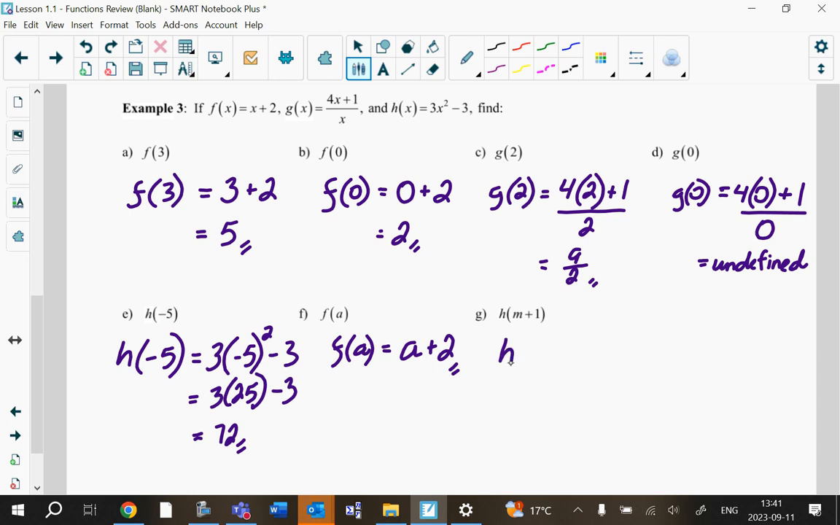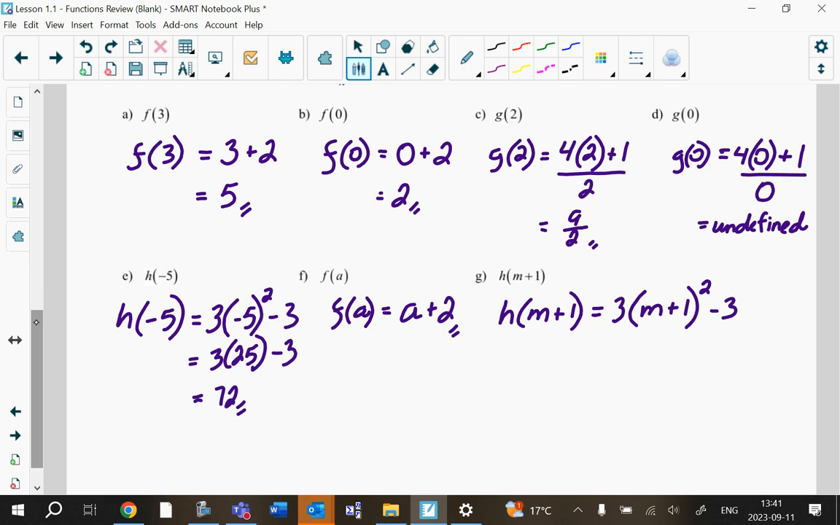Here, every time I see an x, I plug in an m plus 1. So 3, and then I put m plus 1 in parentheses, squared, minus 3. Well, I can do some work to this one. Because, remember, m plus 1 all squared means m plus 1 times m plus 1, which means 4 multiplications.